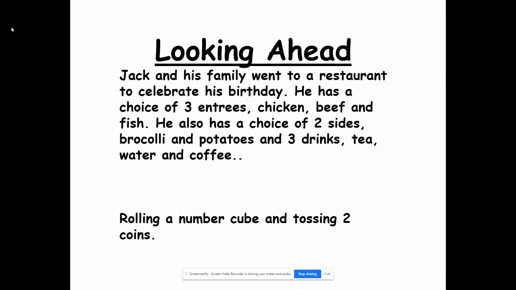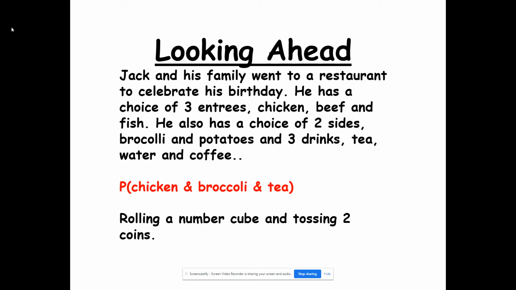Now, I'm not going to read the whole thing to save time, but here Jack has choices of entrees, sides, and a drink. And if it was random, you can figure out what's the probability of Jack picking a chicken entree, broccoli side, and a tea for a drink.